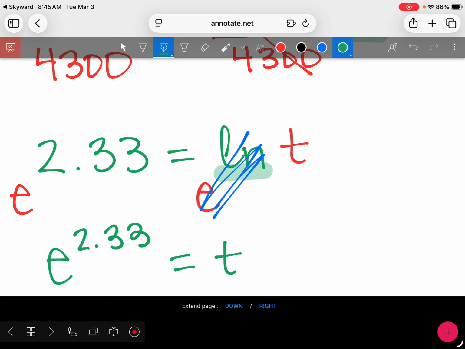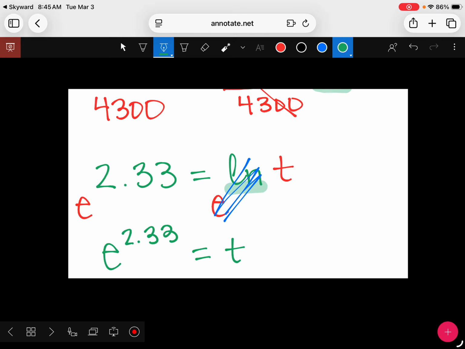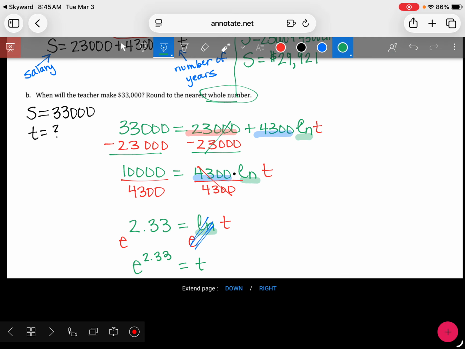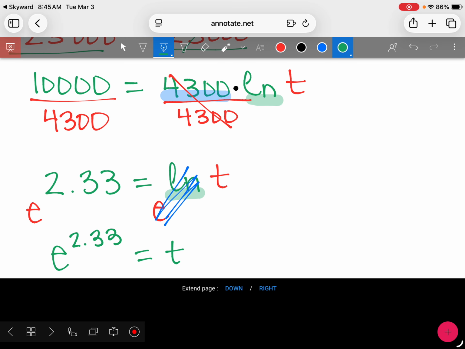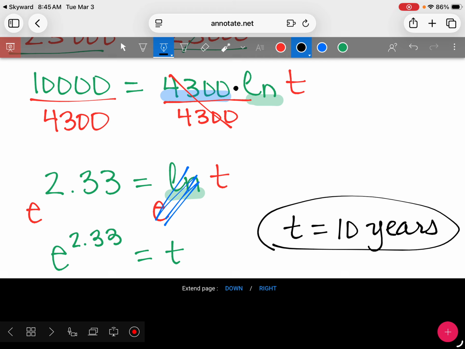So the answer, and it's important that you all make sure you're reading directions. If it says whole number, then you have to give me a whole number. So the answer is that T is 10 years. That's how long, using that model, it will take the teacher to hit $33,000.